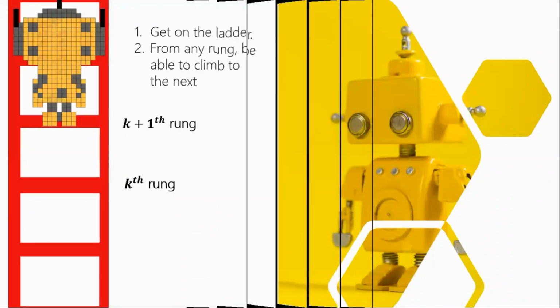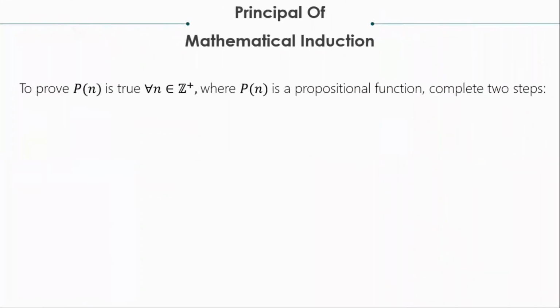We're going to use this same idea to do some proofs. This proof technique is called the principle of mathematical induction. To prove that a propositional function Pn is true for all n in the positive integers, we need to do two things. First, we're going to verify that P1 is true. We're going to generically use P1 here.